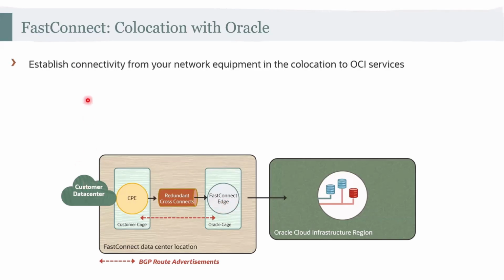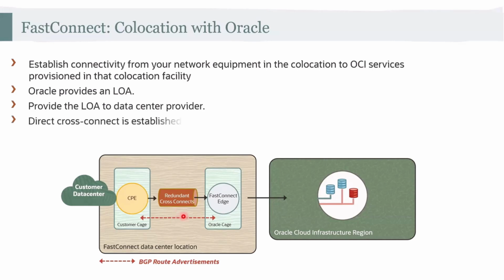So you just need to establish connectivity from your network equipment, which in this case is the customer premises equipment, to the OCI edge. And in order to establish this connection, you will typically hand over the letter of authorization that Oracle will provide you to the data center provider, who will then configure the direct cross connect.